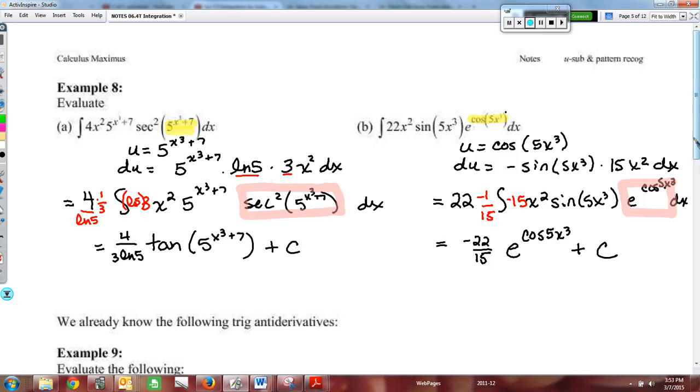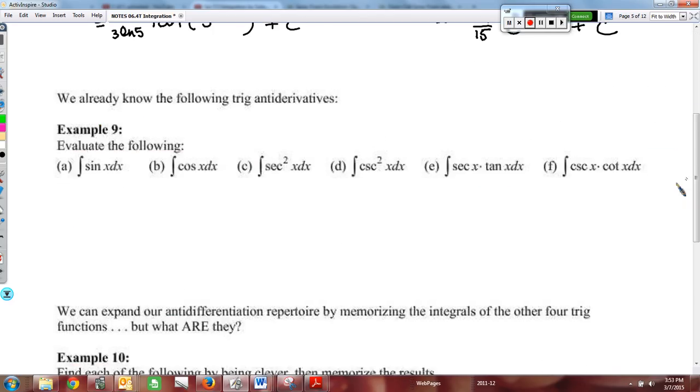All right, now we already know the following trig antiderivatives. The antiderivative of sine is going to be negative cosine of x plus c. The antiderivative of cosine is going to be sine of x plus c. Our antiderivative of secant squared, that's the derivative of tangent, so this would be tangent of x plus c.